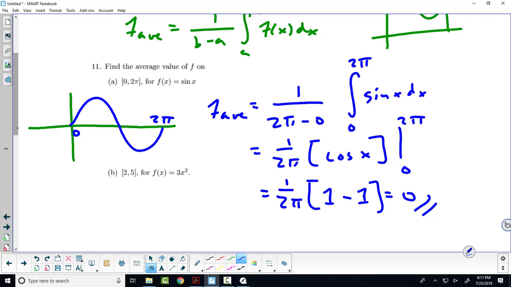Oh, yeah. Sorry. Minus, minus, plus. Yep, good catch. The antiderivative of the sine is the minus cosine. Good. So for a much more interesting one, you should try this. And look at the graph, too. It's a much more interesting problem.